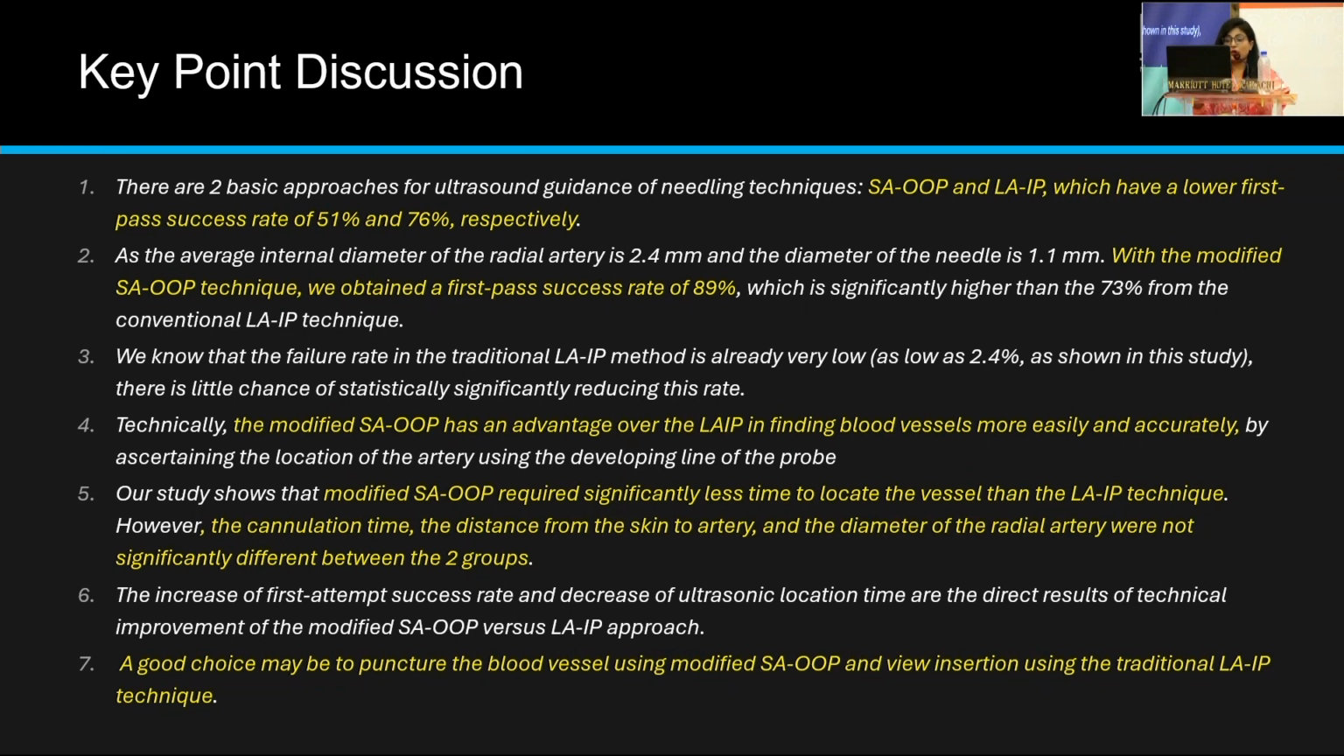When we switch to the modified short axis out of plane technique, we obtain a first pass success rate of 89%. So technically, the modified short axis out of plane has an advantage over the long axis in plane, in that it takes significantly less time to localize the blood vessels. So it may be a good choice to use the short axis out of plane ultrasound to locate and puncture the blood vessel, while we can use the traditional long axis in plane to view the needle insertion.